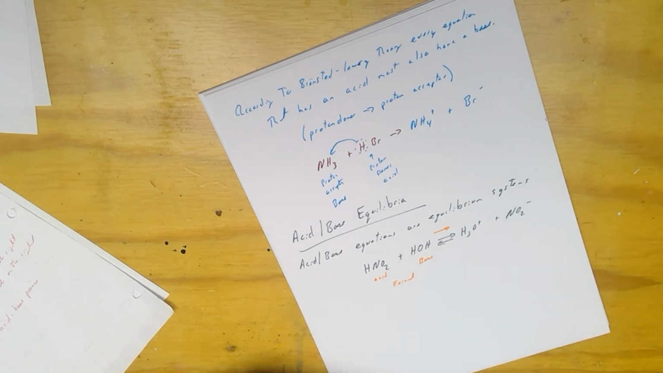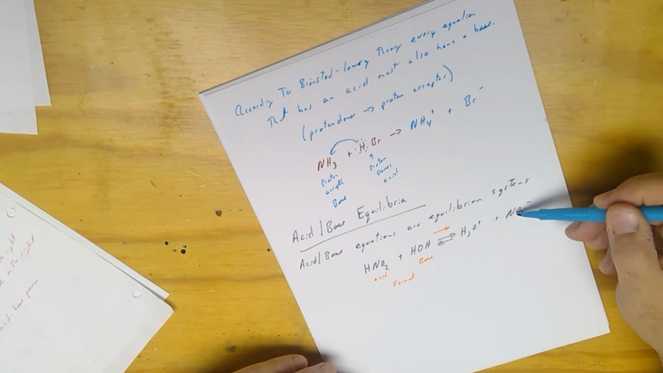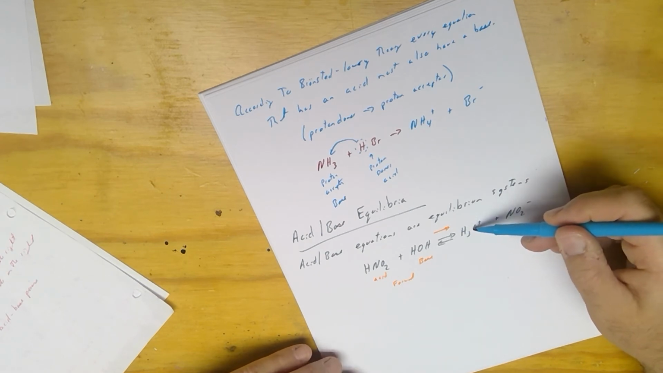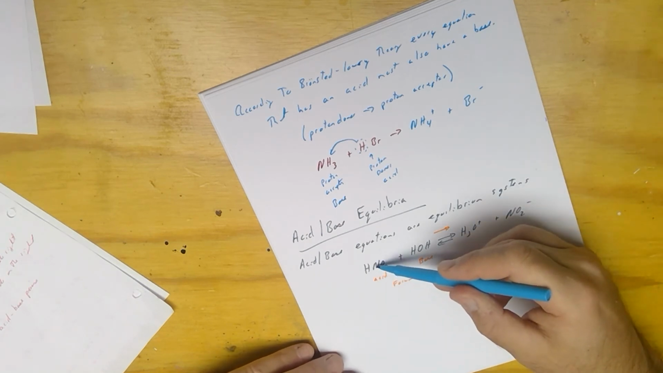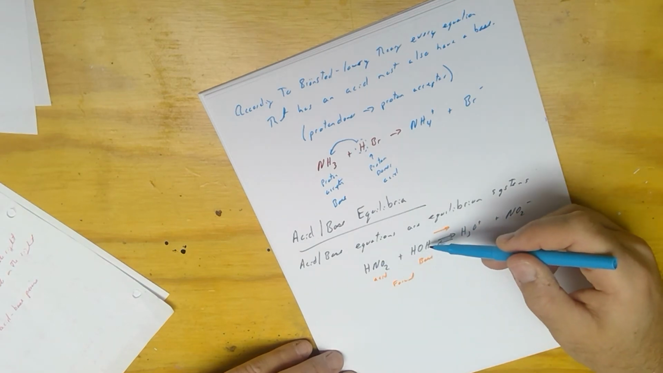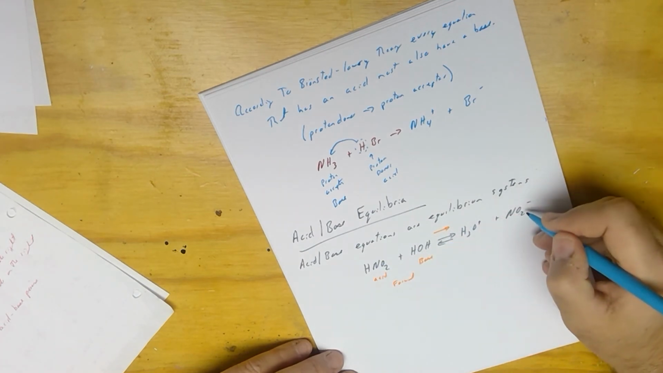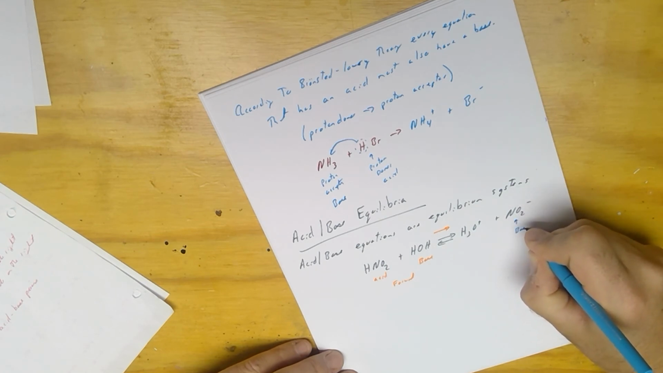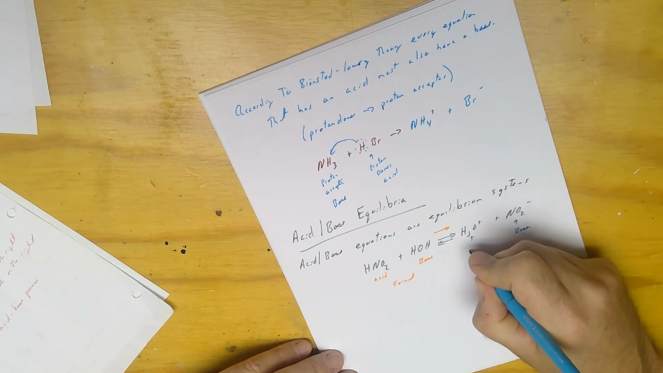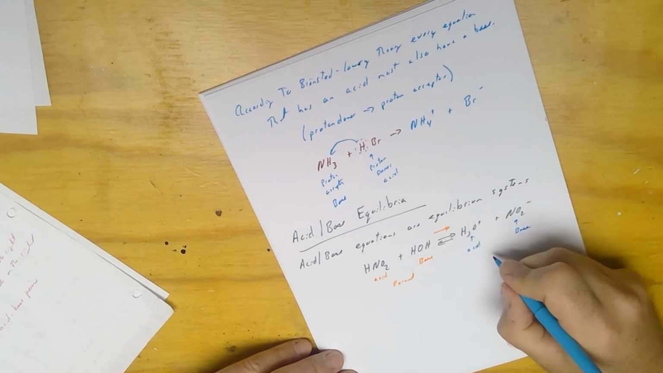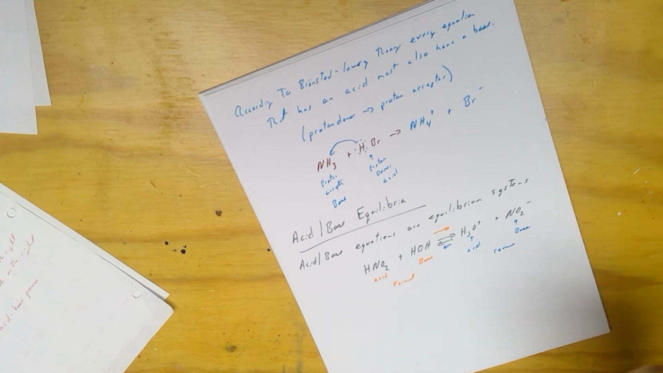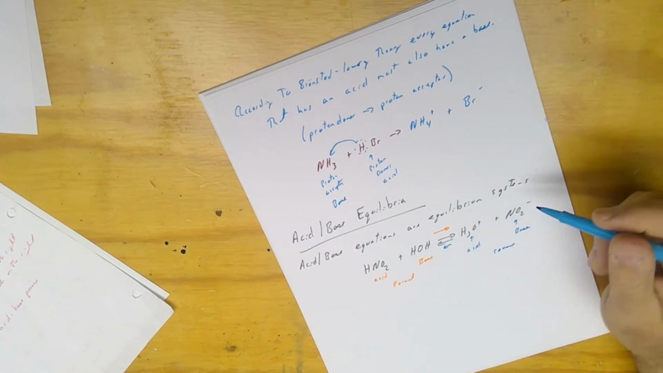Let's look at the reverse. In the reverse reaction, NO2 minus is accepting a proton from the H3O plus to produce HNO2 and HOH. So in this case, this is acting as a base, and now this is acting as an acid in the reverse reaction.